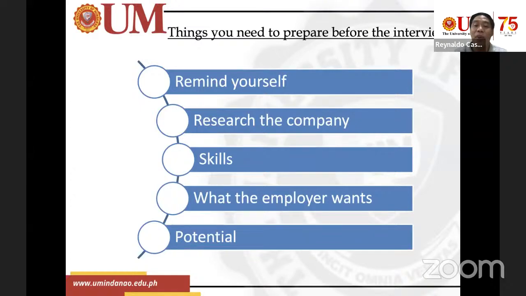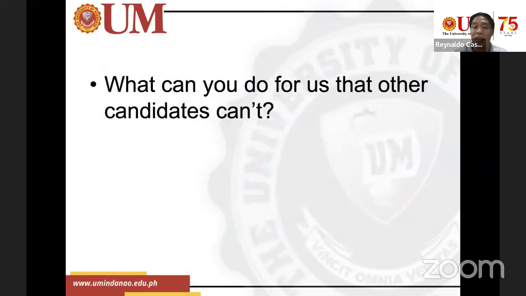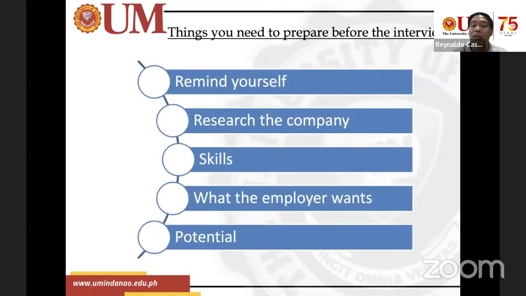And then what the employer wants, the expectations of the position, and what are your potentials, your strengths, no? Okay, including your experience if you have any experience. So I'll turn over the virtual floor to Benji and to Kate for this part.